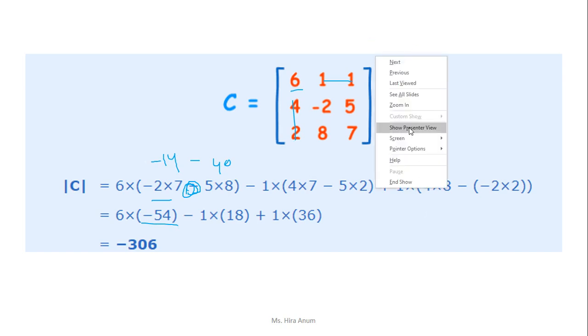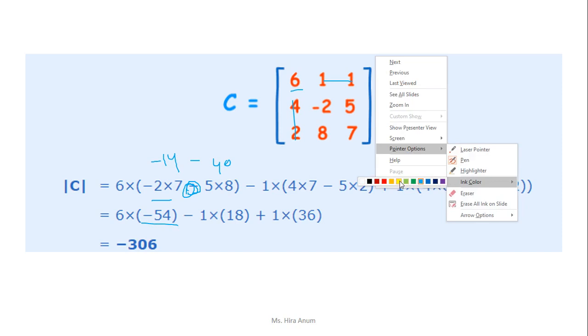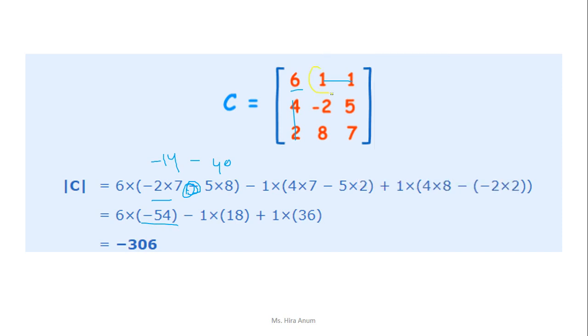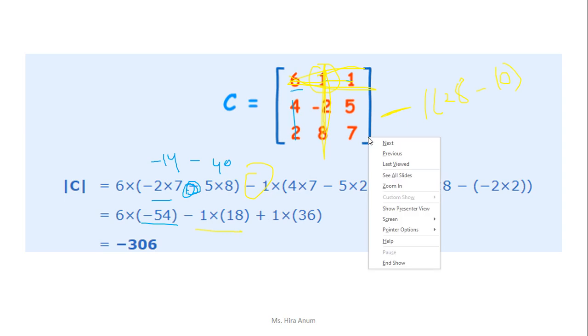Then you are taking 1, ignore this column and this row. 1 will be multiplied by 4 multiplied by 7, which is 28, minus, before this you are using the minus of the formula. 4 multiplied by 7 is 28 minus 2 multiplied by 5, which is 10, which becomes 18, minus 18.